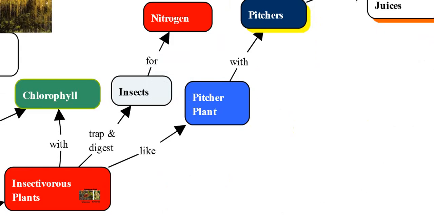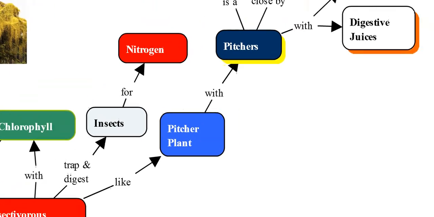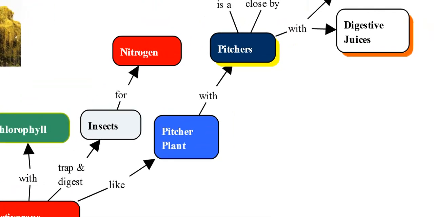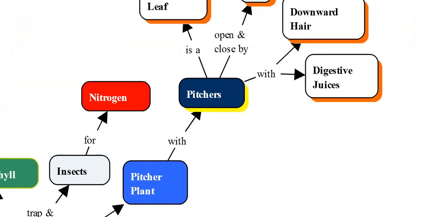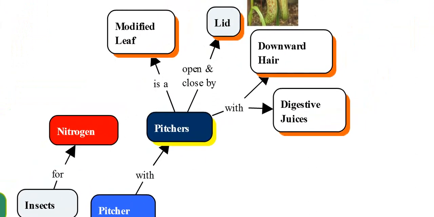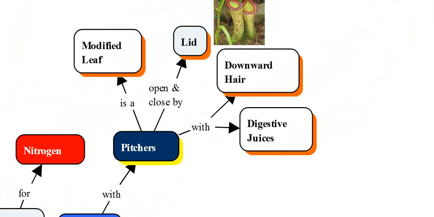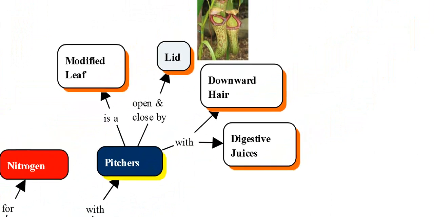Now, let us talk about the insectivorous plants. These plants trap and digest insects for nitrogen. They are with chlorophyll but they lack a source of nutrition, nitrogen, so they trap and eat the insects. Insectivorous plants like the pitcher plant are with pitchers. The pitcher is a modified leaf of the plant, and the pitcher is closed and opened by a small cap-like thing which is called a lid.